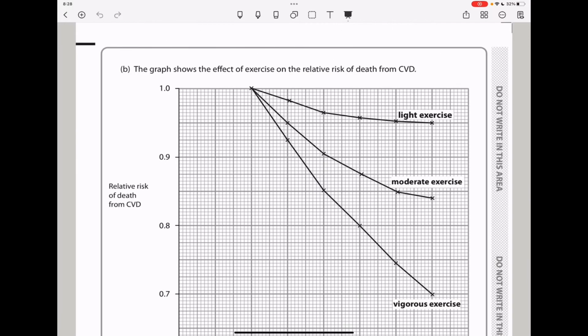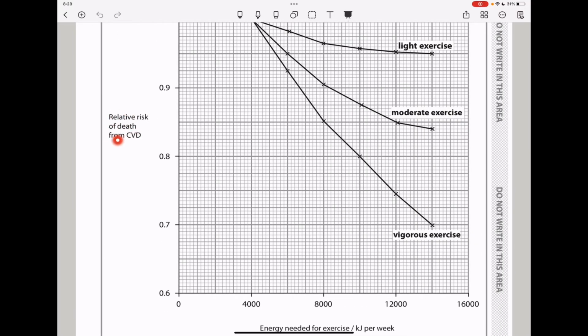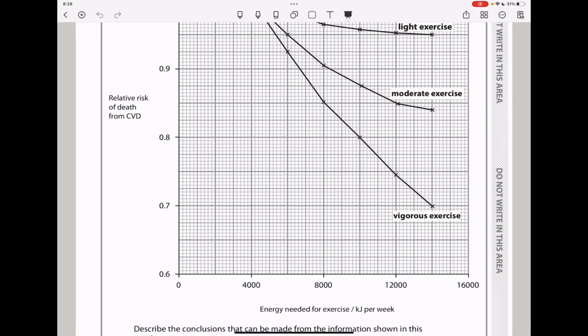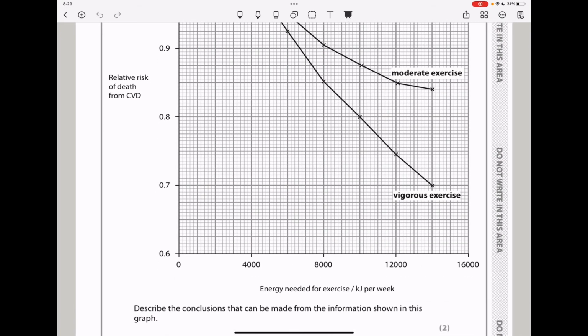Let's continue. The next part says the graph shows the effect of exercise on the relative risk of death from CVD. So vertically we can see the relative risk of death from CVD, and horizontally we can see energy needed for exercise. We have light exercise, moderate exercise, and vigorous exercise. For those who do light exercise, no matter what, there is a relatively higher risk of death from CVD in comparison to those who do vigorous exercise. So for vigorous exercise, it's always lower in comparison to all the others for all energy requirements.